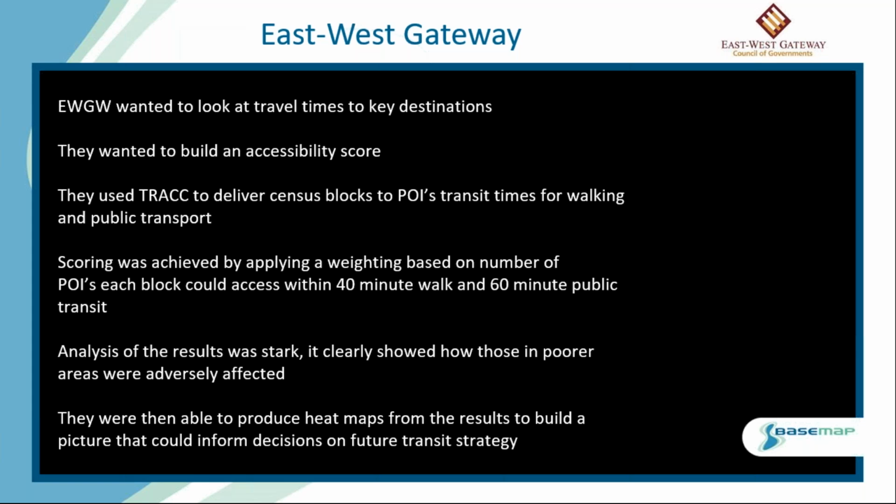So they used our TRACC software using census blocks to POIs and looked at the transit times for walking and public transport. And effectively using these POIs, which were grouped into 8 different types of POIs, they also added in a scoring element, which was achieved by applying a weighting based on the number of points of interest that each census block could access within 40 minutes walk or 60 minutes using public transport. And by doing that, they were able to give it a score where a 0 was low and 1 was high.